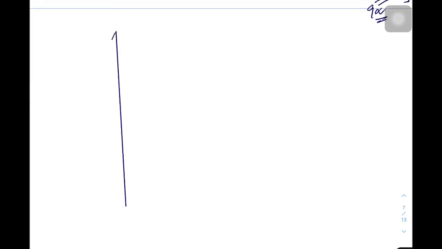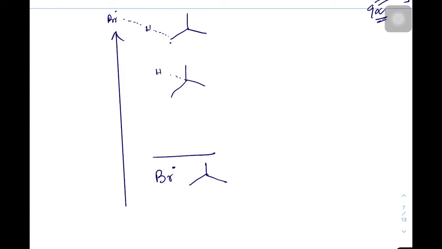So if we draw the energy diagram, we can see, starting from the starting material, Br dot and this type of substrate, there will be two transition states. One will be like this, and another will be like this. Right, so this is less in energy, this is more in energy in the transition state.